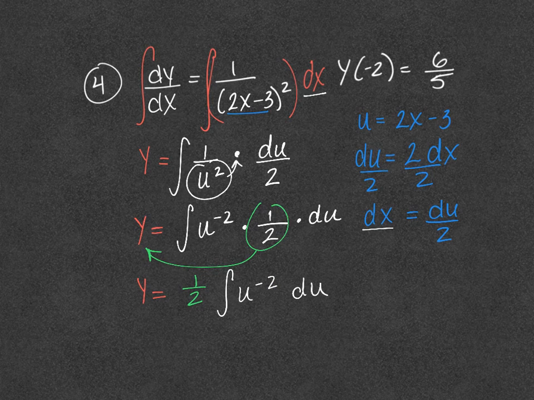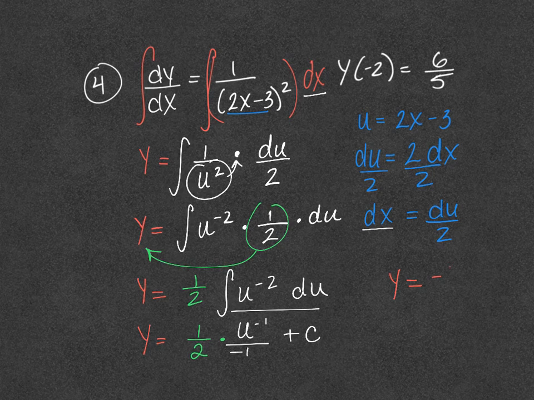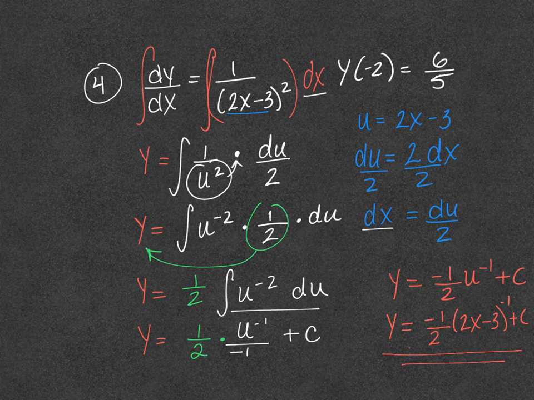So again, taking the integration of this side, add 1 to the power, and divide by that power, and then plus c. And don't forget that you have this 1/2 in front that needs to be multiplied. So my final answer for y is technically a negative 1/2 u to the negative 1 plus c. And then we just have to put what we let u be. So I'm going to put u back in. So y equals negative 1/2 2x minus 3 to the negative 1 plus c. So this is my general equation, right?